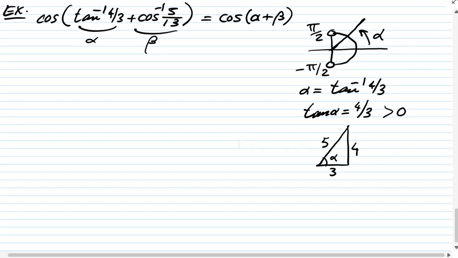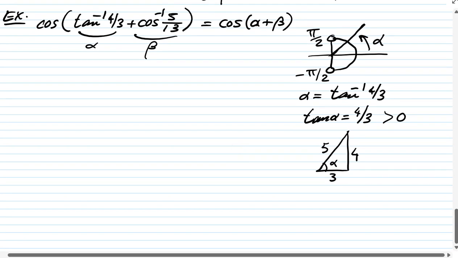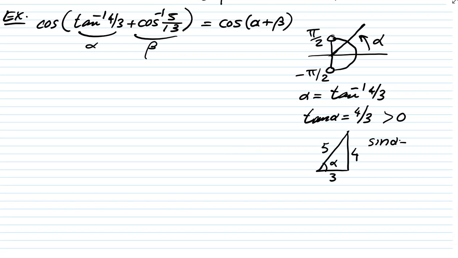Perfect. And again, for cosine of the sum, I'm going to need cosine and sine. So let's do this. What's sine of alpha? It's going to be y over r. And sine, we did sine, I need cosine. Cosine of alpha is going to be 3/5.